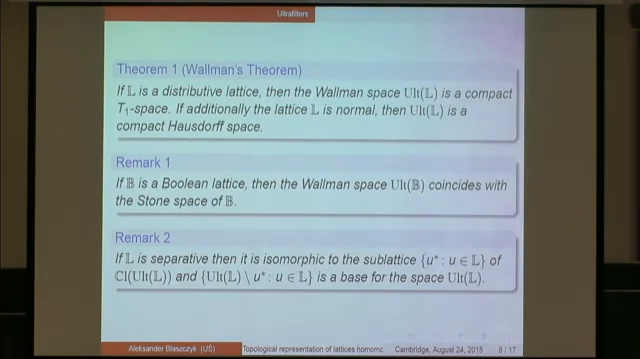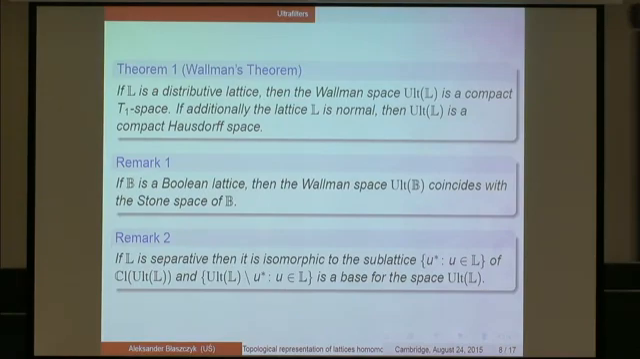If L is a distributive lattice, then the Wallman space, the space of ultrafilters, is a compact T1 space. It's not necessarily Hausdorff. If additionally this lattice L is normal, then it is compact and Hausdorff. It is a construction of Wallman in 1938, something like that. Very, very old.